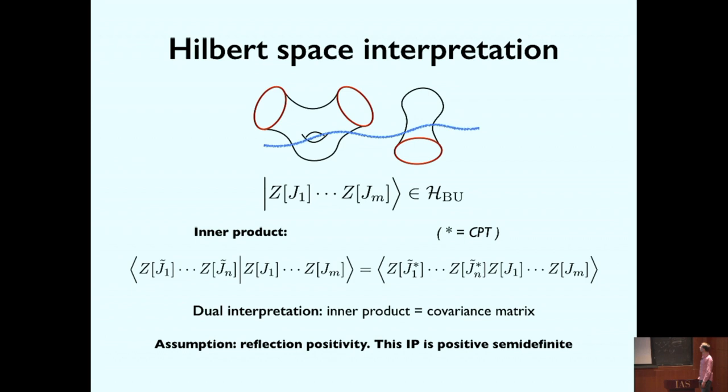Okay, so I've just described some particular set of states. I can now have sums of these states with whatever coefficients I like. And I can follow a standard recipe to construct the Hilbert space.